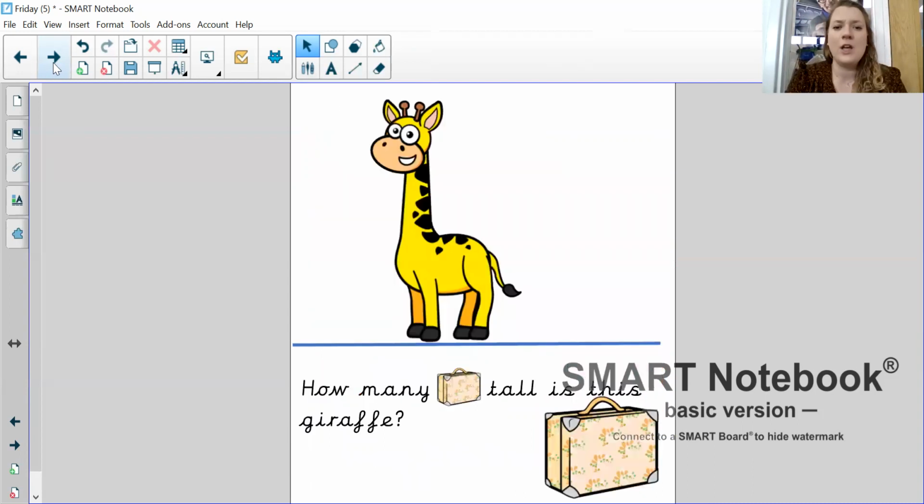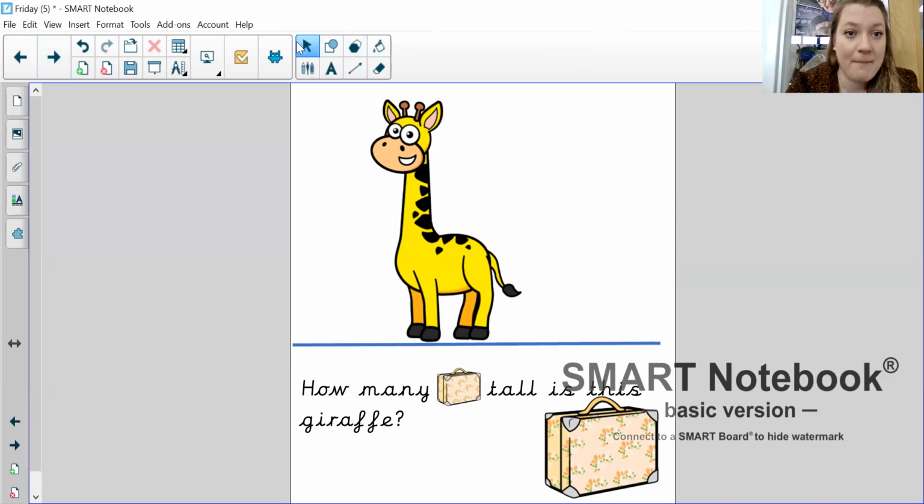Fantastic. Let's move on. Oh, we've got a giraffe. And it says, how many suitcases tall is this giraffe? Well, we've measured the length of the castle. Now we're going to measure how tall something is. So we're going to measure upwards.